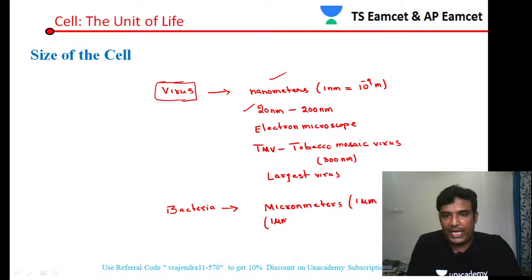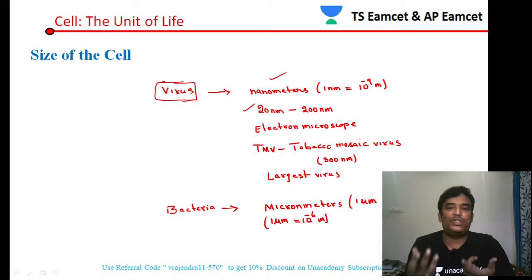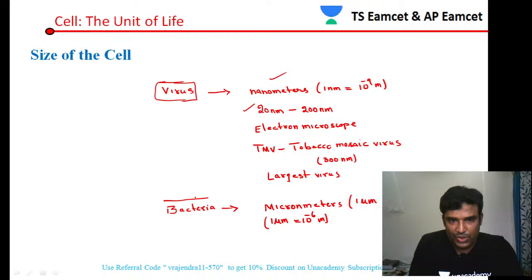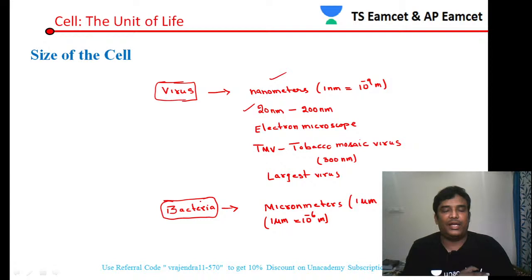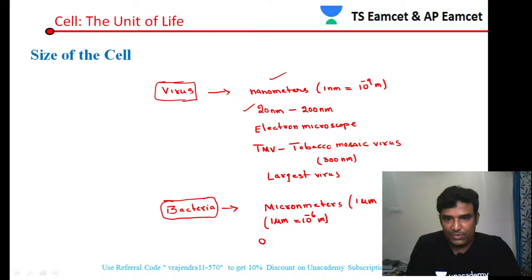So, 1 micron is equal to 10 power minus 6 meters. In a multiple choice question, they may ask how much is the size of the bacteria. Then it is clearly 0.2 microns to 1 micrometer. This is the general size of the bacteria, and bacteria is measured in a unit called the micrometer.